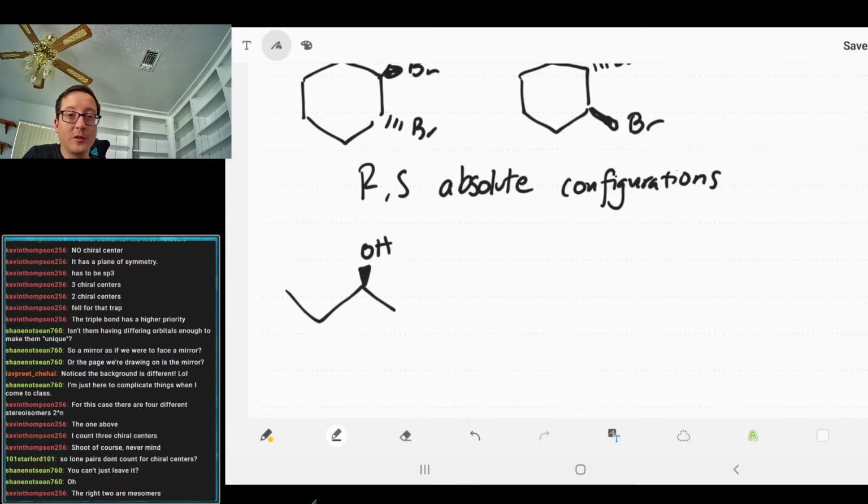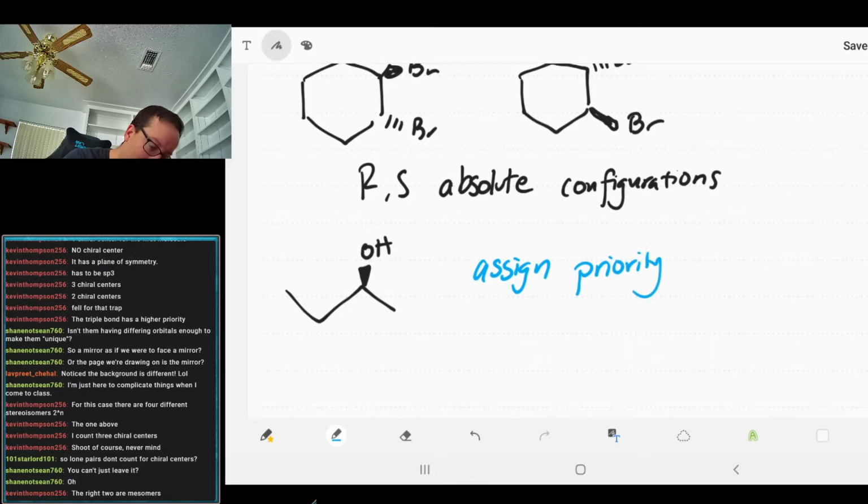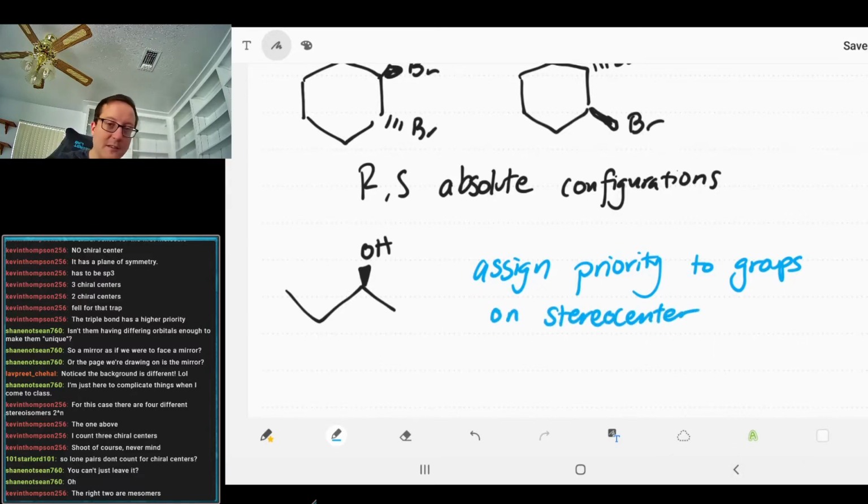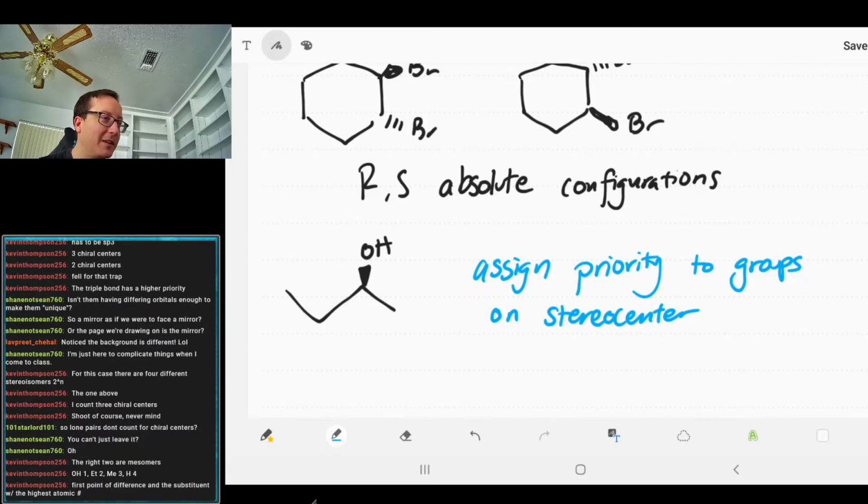And how this is going to work is we are going to assign the letter R or S to this chiral center to indicate its absolute configuration. So that means no matter which way we rotate this molecule, by applying the same method, we're still going to get either R or S. It's one way of labeling it so that we know which molecule we're talking about. And how this is going to work is we have to assign priority to the groups on the chiral center. Or stereocenter. Remember, stereocenter, chiral carbon. I use all these terms for the same thing. Indeed, Kevin's already got the answer, and he's already explained it too.